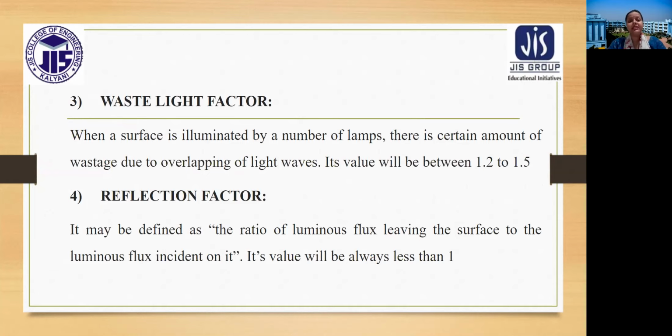Next is waste light factor. When a surface is illuminated by a number of lamps, there is a certain amount of wastage due to overlapping of light rays. It's very common in all kinds of places where there is more than one light source and the light is falling on the same place, some overlapping is there. This waste light factor value will be between 1.2 and 1.5.